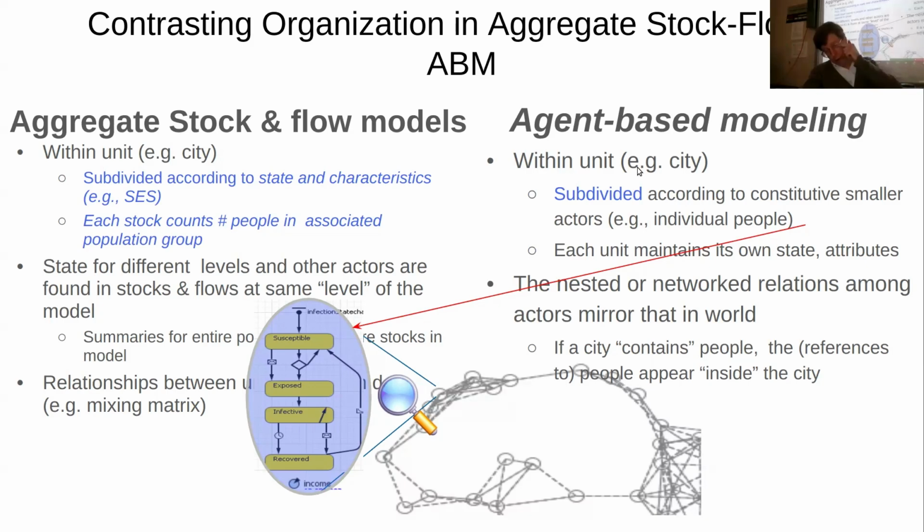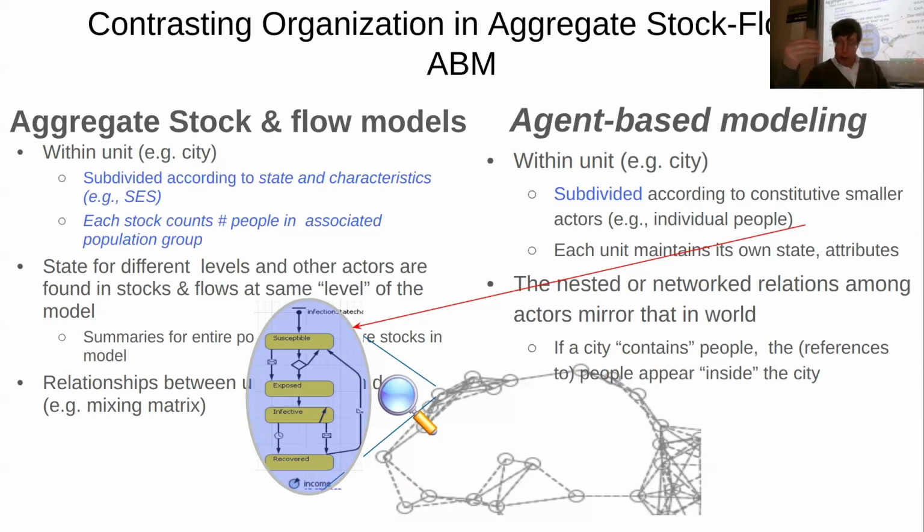With an agent-based model, the fundamental unit of organization is not the group of people according to characteristics and state. No. It's individuals, right? Those are the fundamental units within the model. And each unit maintains its own state and characteristics, its attributes. Instead of binning people up into ones, each person carries its own.